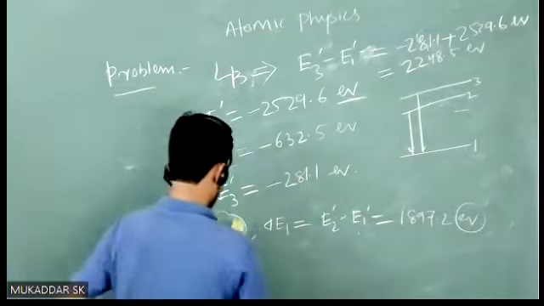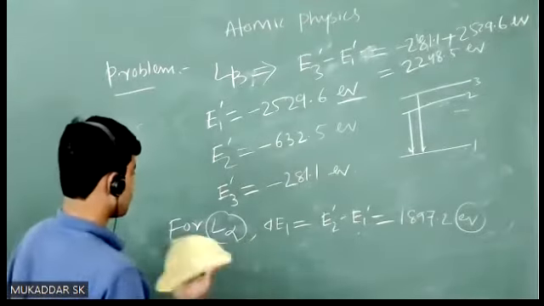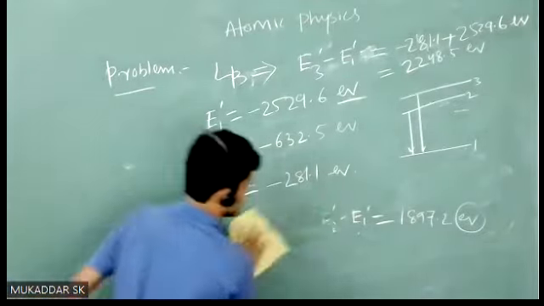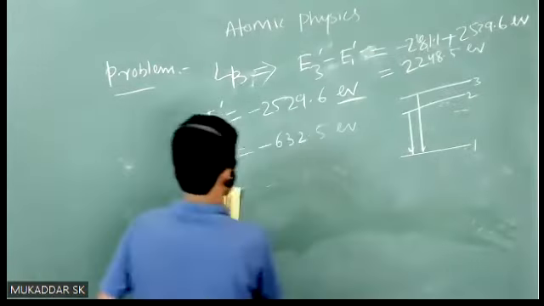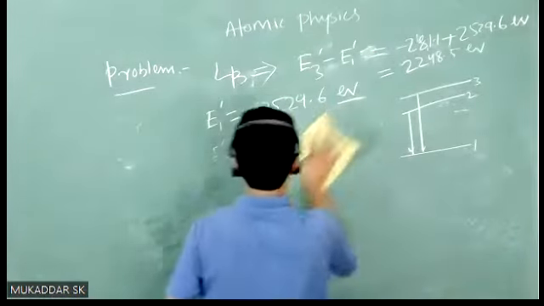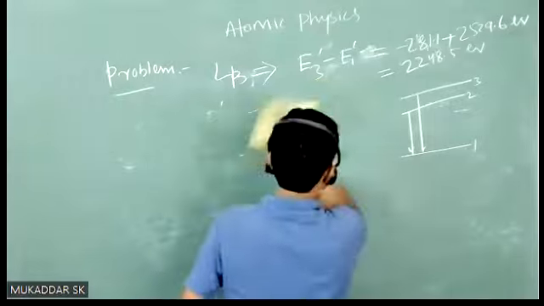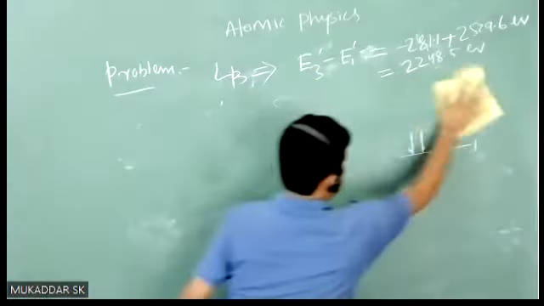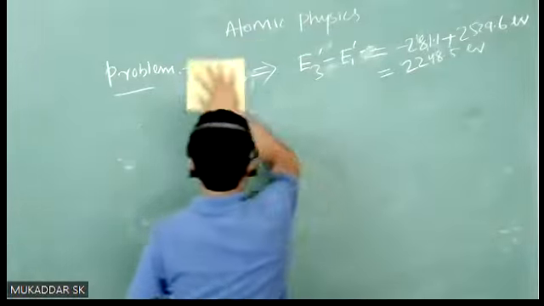What about the first line of Balmer series? Anyone? What you have to do? Which difference you have to take? For Balmer series, which difference you have to take?